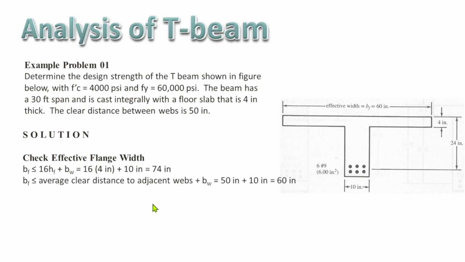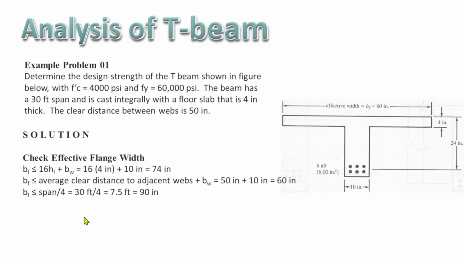The second criterion is that the width of the flange should be less than or equal to the average clear distance to the adjacent webs plus the width of the beam. Which means on the right side, the clear distance from here to the next web, and also on the left side, the clear distance to the next web. The average of that would be the value here. But in our case, the distance between the webs is already given, 50 inches, plus the width of the web, 10 inches, a total of 60 inches.